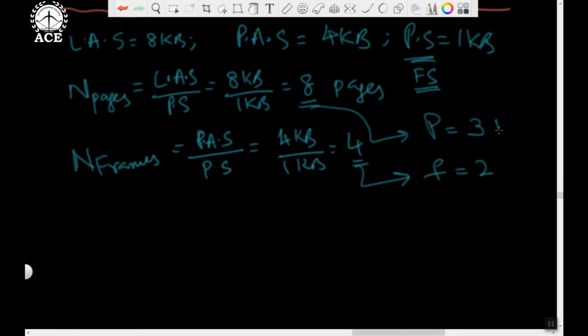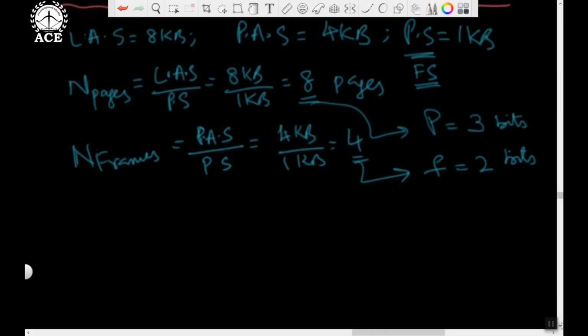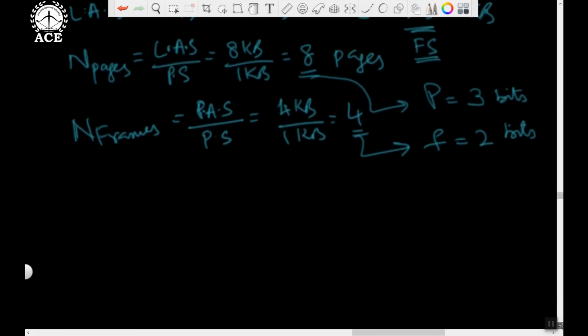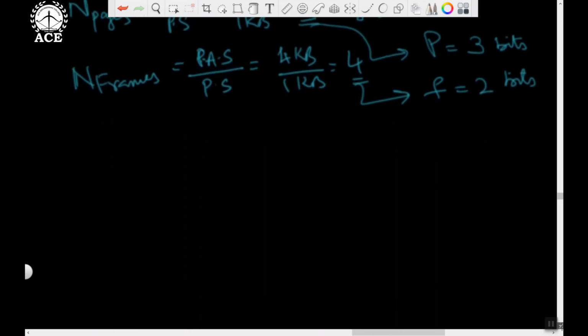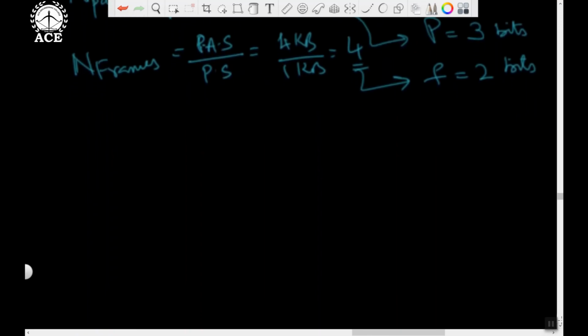Page size is nothing but 1 KB. To refer to 1 byte, that is called page offset D. I discussed this in the class. Page offset is 10 bits. 2 power 10 is 1K, so 1K can be referred with 10 bits. So the logical address or virtual address will have a format having page number and offset.